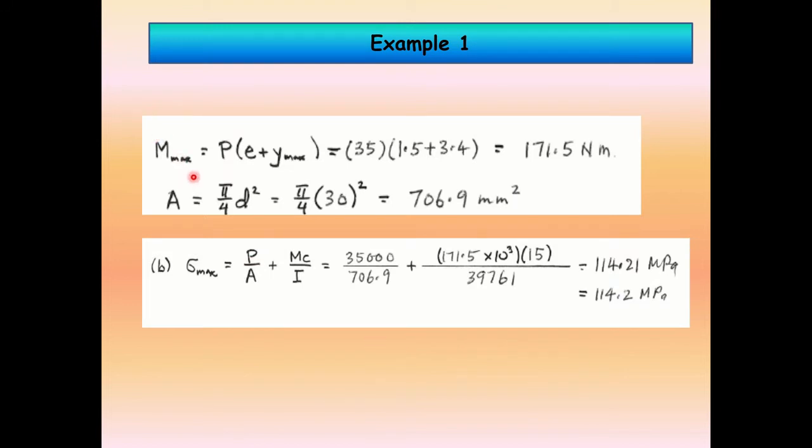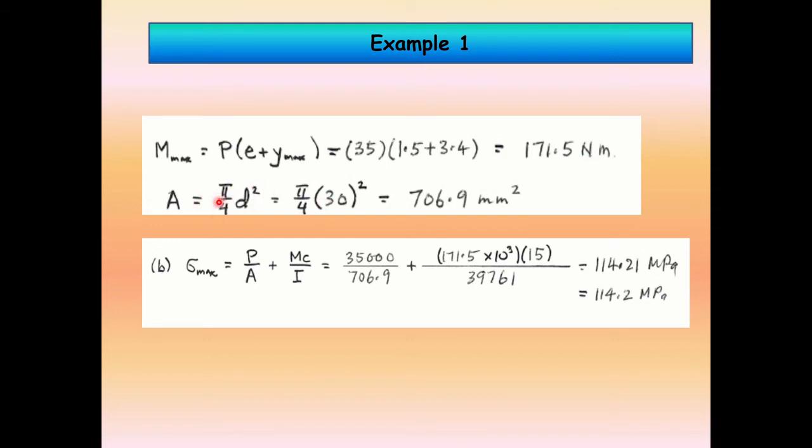The maximum moment equal to load times eccentric plus Y max, the deflection at the midpoint. So substitute the P or load, times bracket 1.5 for eccentric plus Y max 3.4, you will get moment 171.5 Newton meter.